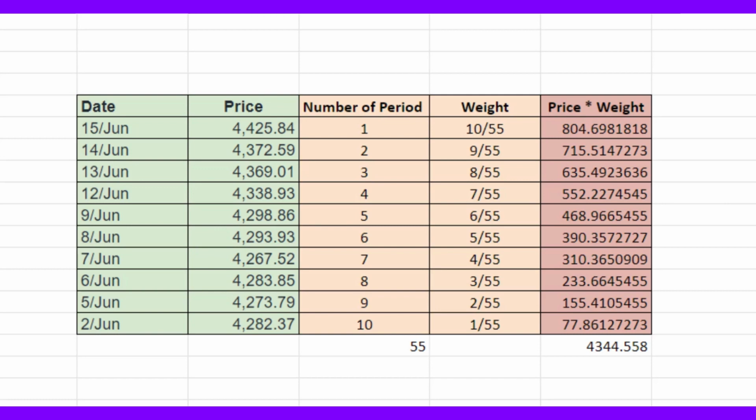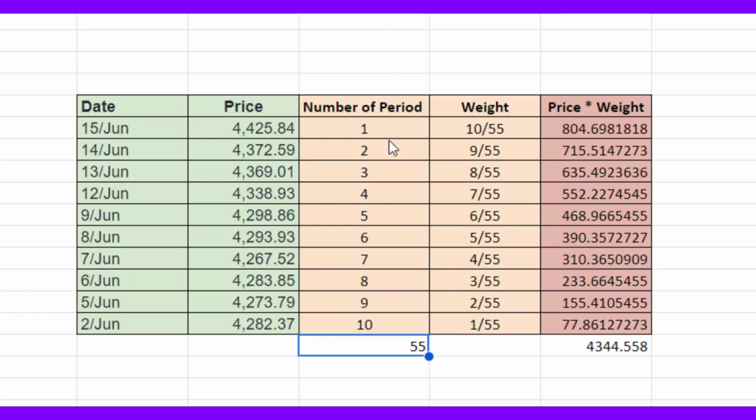Step 1, we identify the period. In this case, it is from the 2nd of June to the 15th of June, which is 10 days, along with the closing price. Step 2, we give weight to the closing price for each day, with the highest weight to the most recent price. In order to do that, we add from 1 to 10, which is 55.